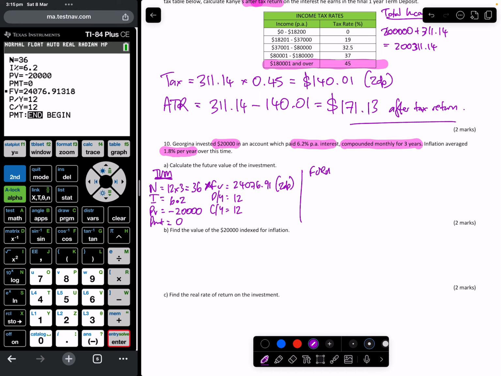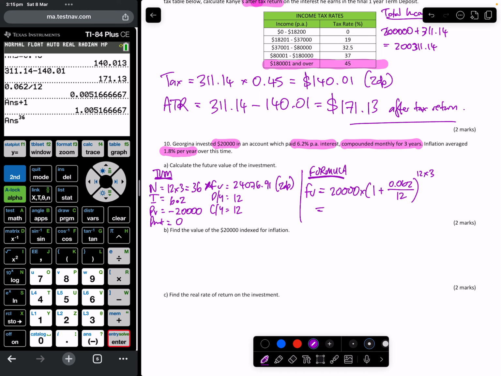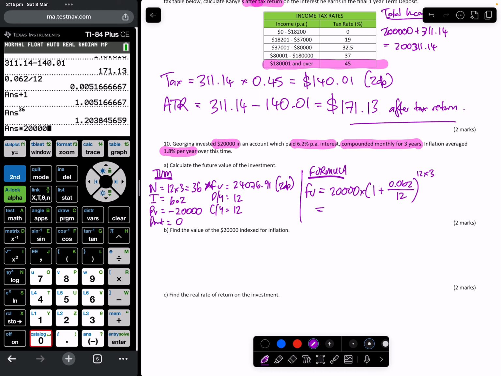Formula method. FV equals, what did she put in? 20 grand times by 1 plus the interest rate as a decimal, 0.062 over the compounding periods per year, 12, to the power of that same K, which is 12 times by the number of years, 3. 0.062, divided that by 12, plus 1 to the power of 12 times by 3 is 36, times by 20 grand, again, 24076.91 to 2 decimal points. After 3 years.